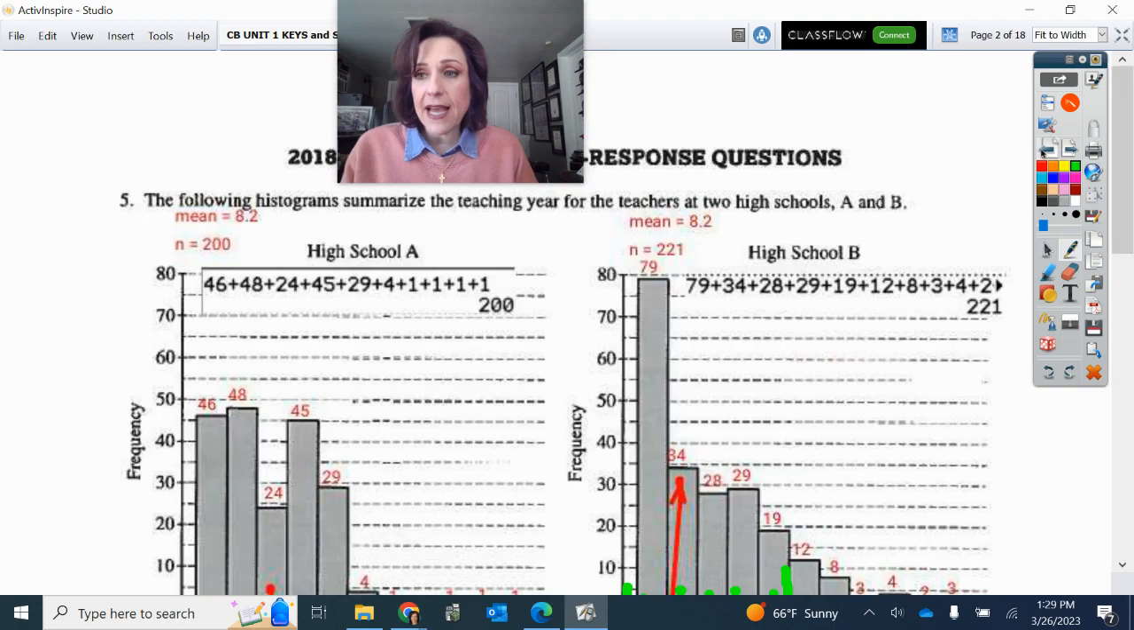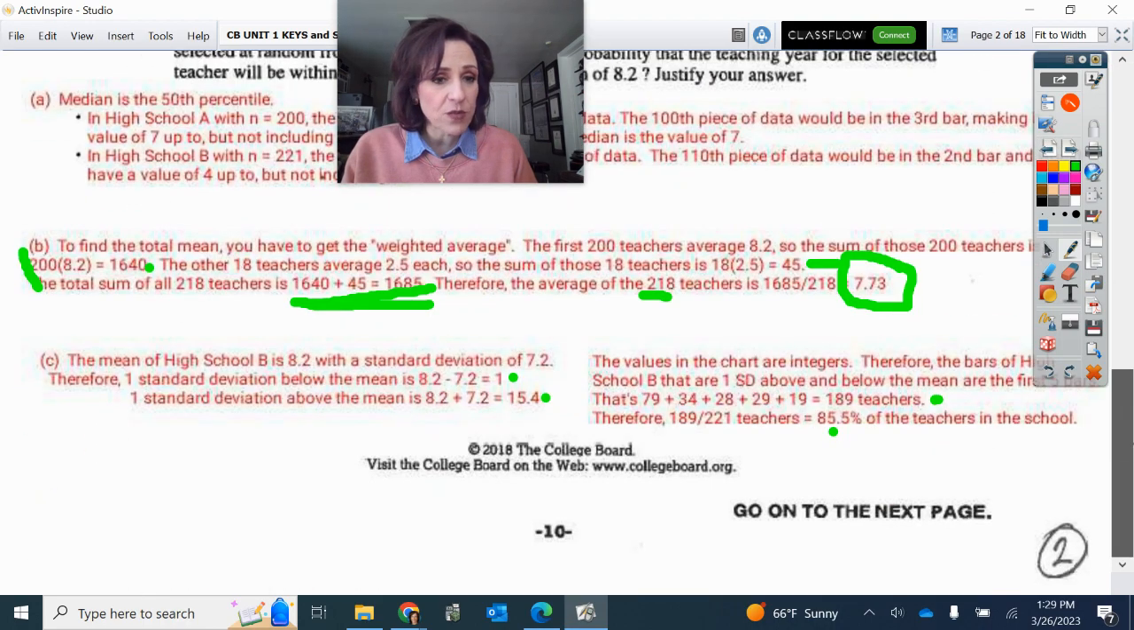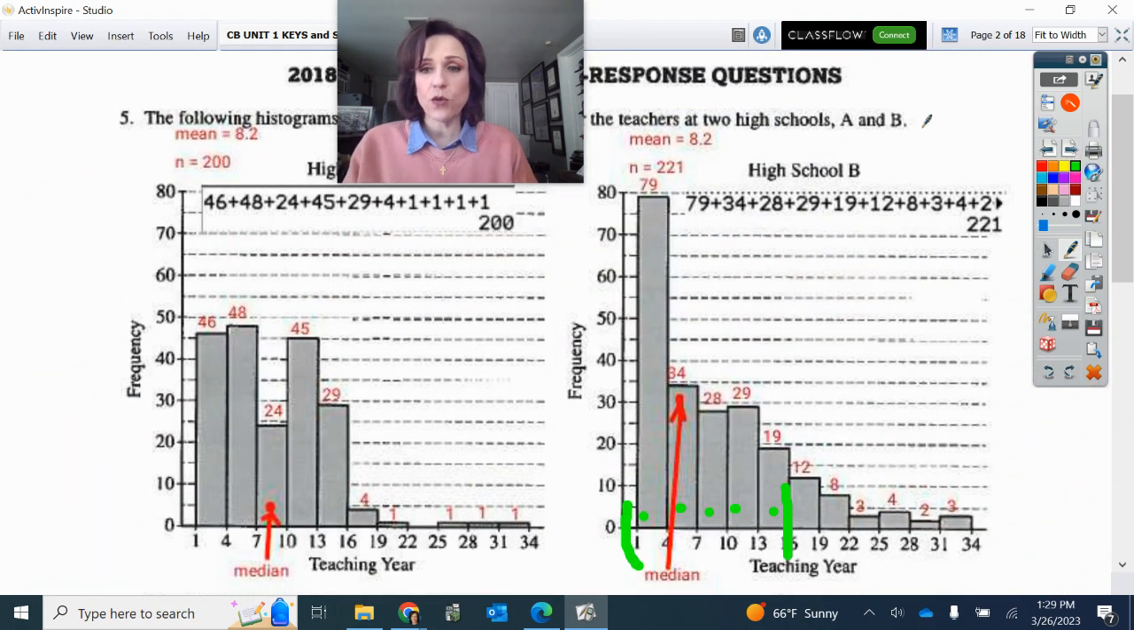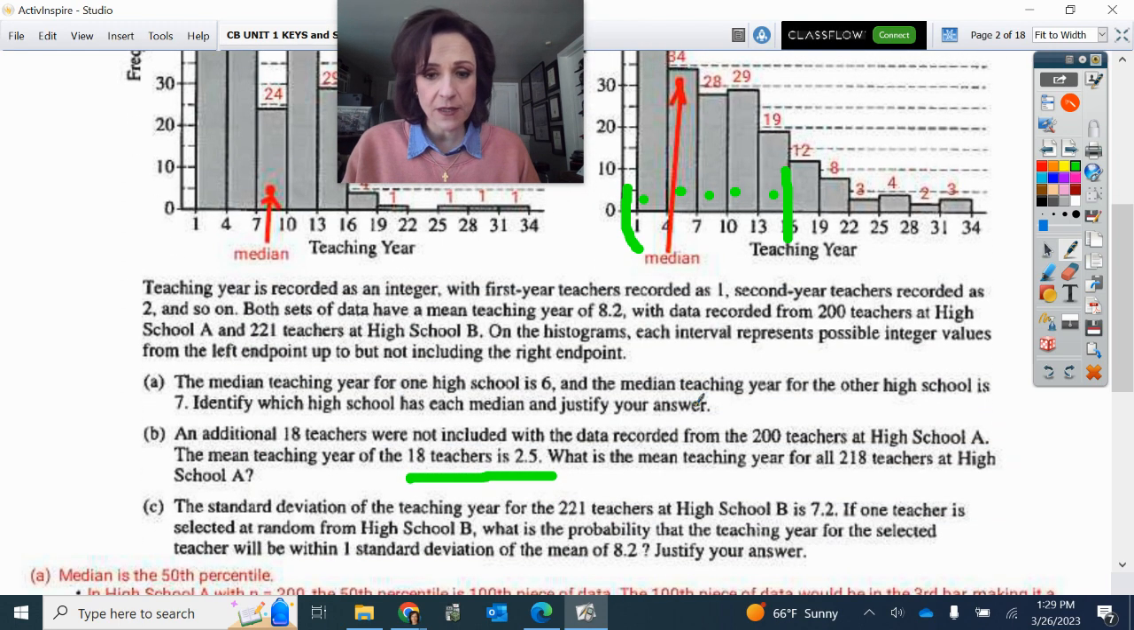All right, and the last question that was asked of you for this problem is about high school B, which they tell you has a standard deviation of 7.2. Let me look exactly how it's worded. What's the probability that a teaching year for a randomly selected teacher is within one standard deviation of the mean, and they reminded you that the mean was 8.2. Justify your answer, of course.